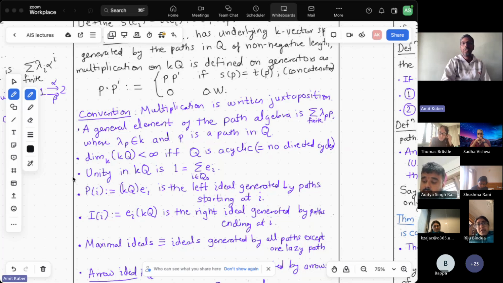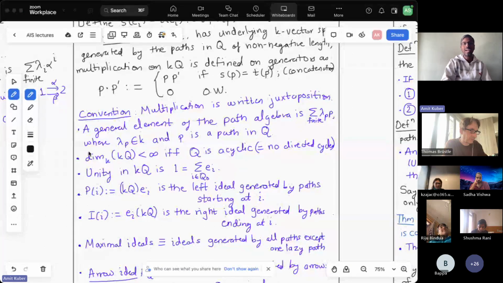Okay, so what is the unity in this particular type of algebra? If we are talking about a finite quiver, then the unity is just the sum of all the lazy paths. That is our unity.